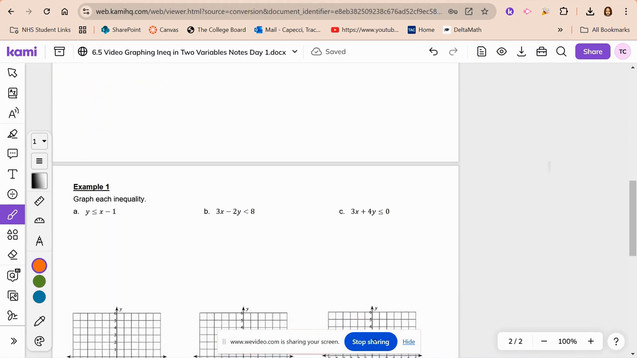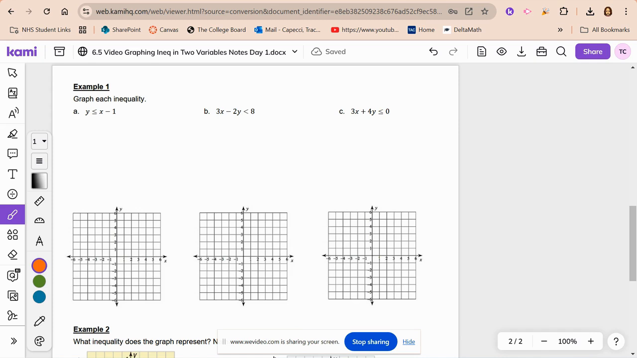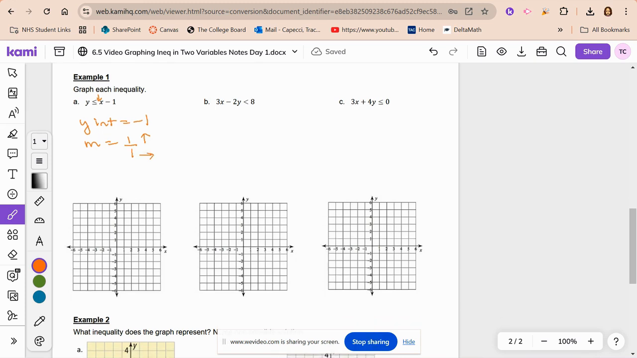Okay, so let's practice some. In letter A, it is in slope-intercept form, right? So my y-intercept is equal to -1. And my slope, remember, is the coefficient before the x. So this is going to be 1 over 1. My numerator is positive, so I'm going to go up. My denominator is positive, so I'm going to go to the right. When we have less than or equal to, because of this line underneath, that's going to be a solid line. And because it's less than or equal to, we're going to shade below.